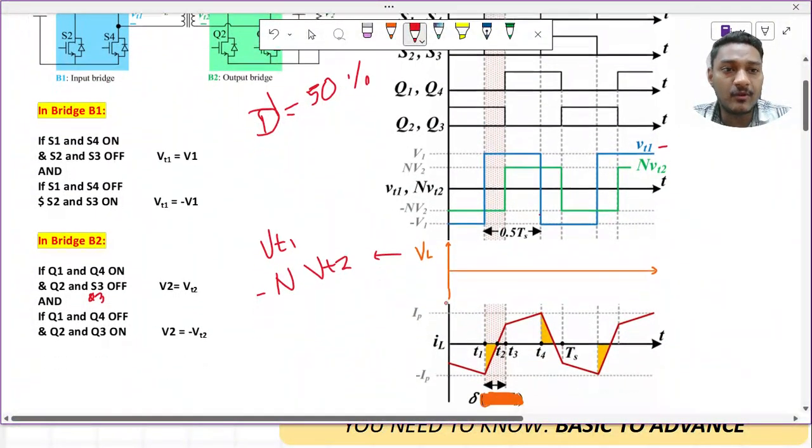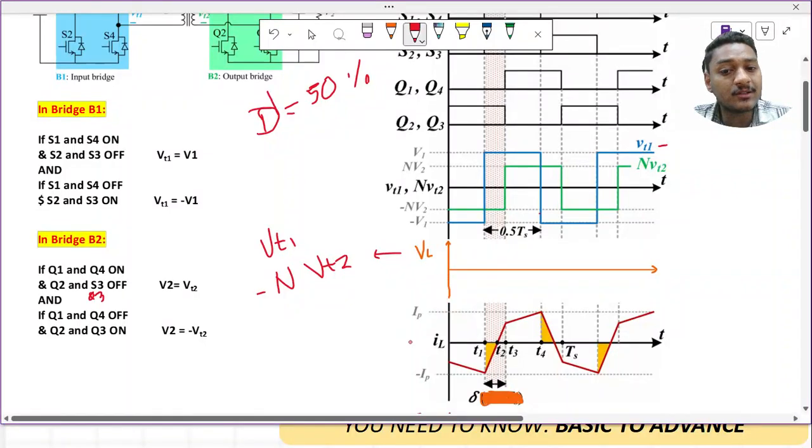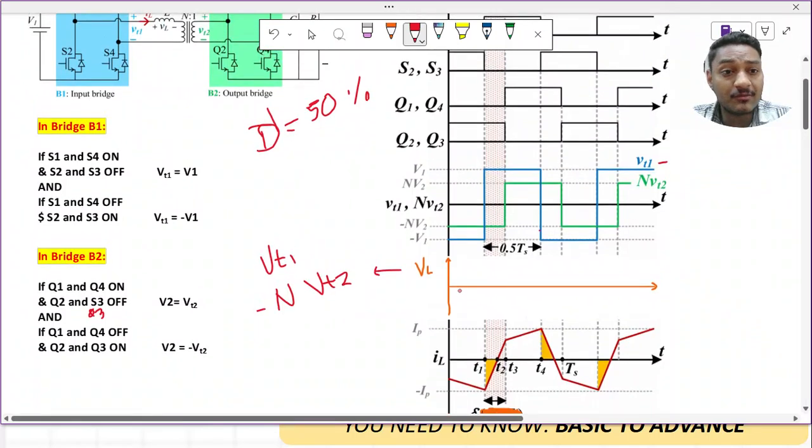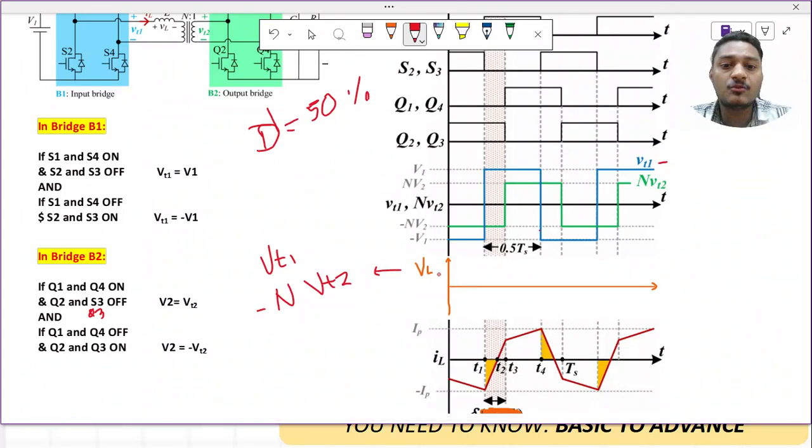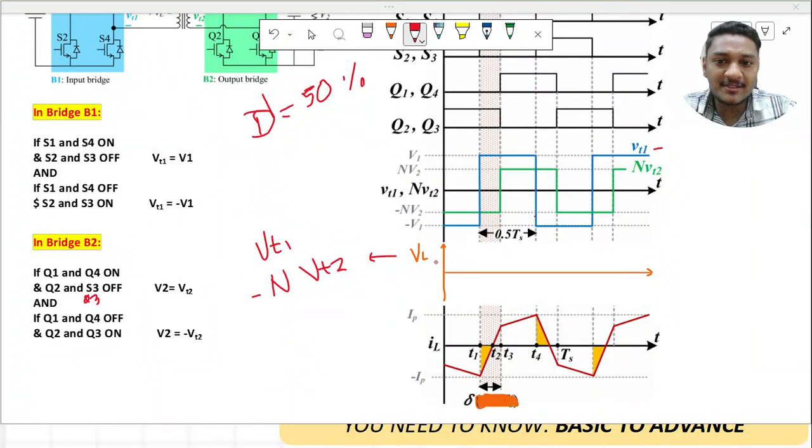The VL waveform will determine what the waveform of IL is. Okay, IL I have already drawn, but what is the VL waveform? The VL waveform will determine the IL waveform. So now we will try to draw the VL waveform. VL is basically a subtraction of VT1 and n times of VT2. Now when I do that, just try to see what I am going to get here. So I will start from this particular point.